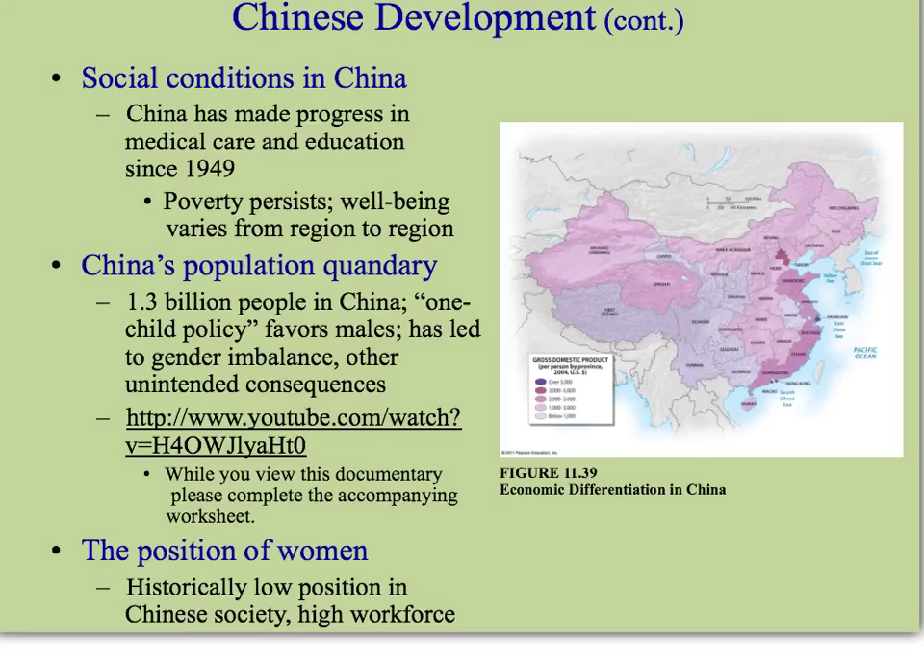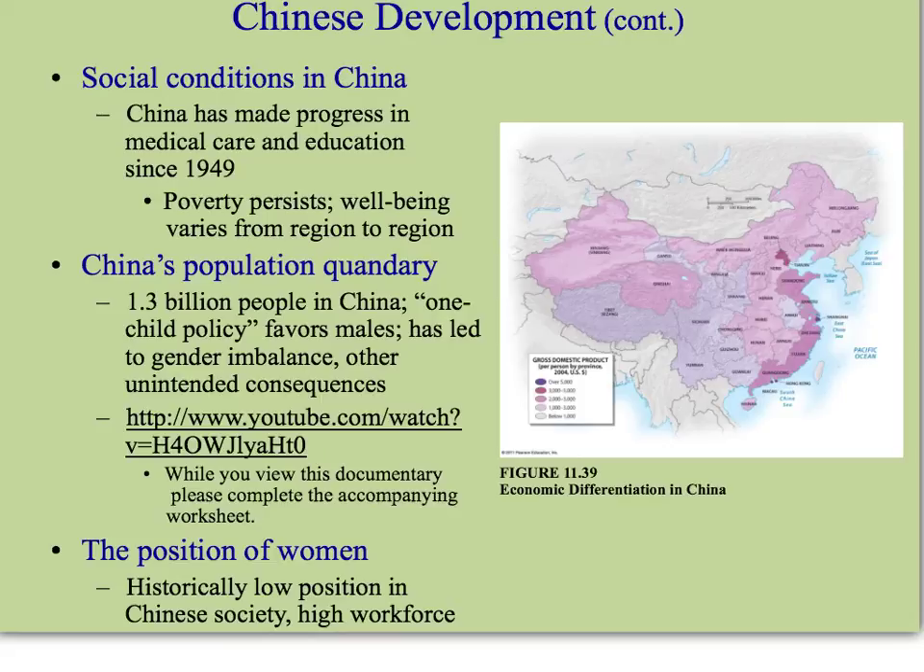The social conditions in China have improved a bit since the 1940s. They have made some progress in medical care for their population, and education has increased as well. However, poverty persists, and the well-being of a group of individuals varies quite a bit from region to region. If you can look at the map to the right, it shows the gross domestic product for each of those areas, and certainly the areas that have a higher GDP are indicative of a province that has more wealth and the people are doing better.